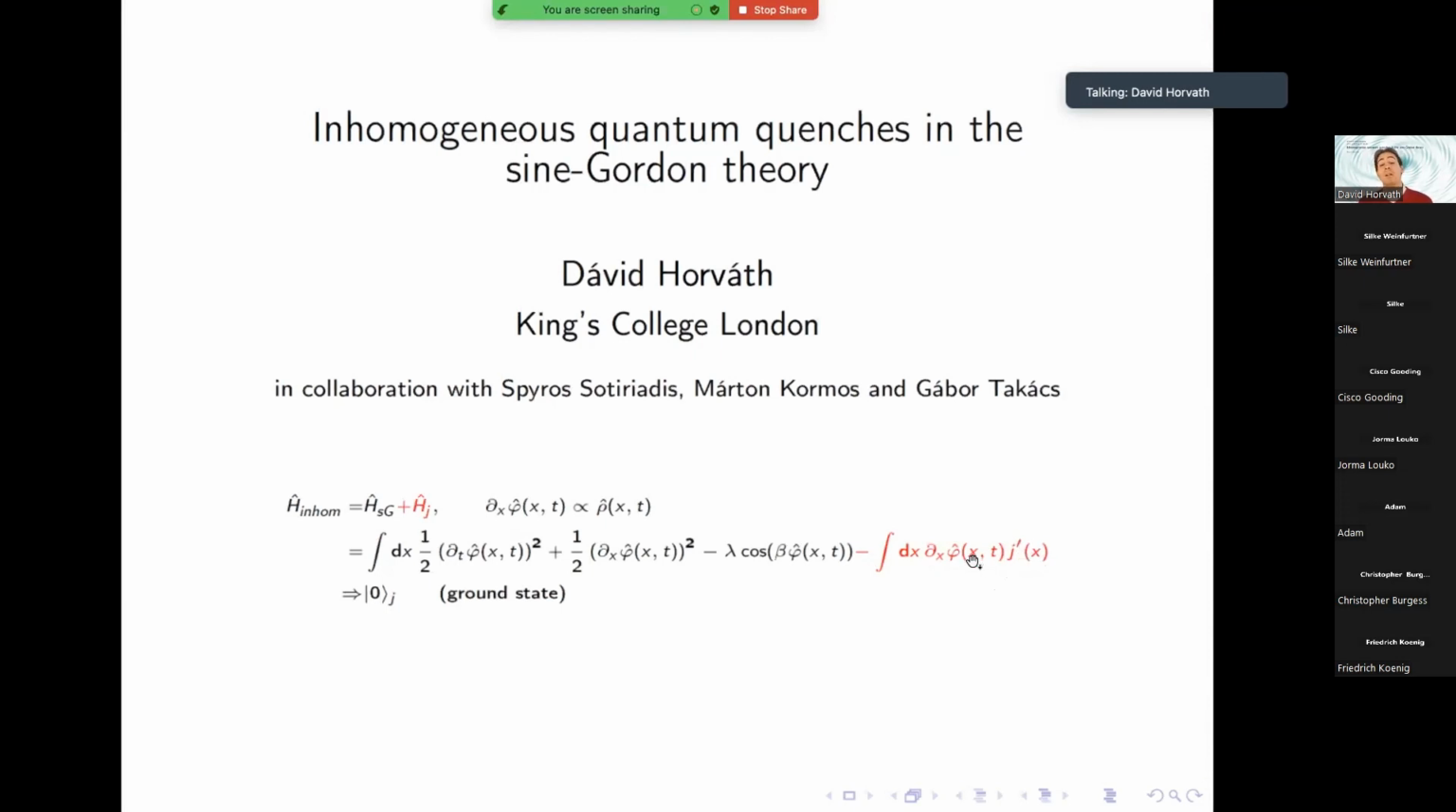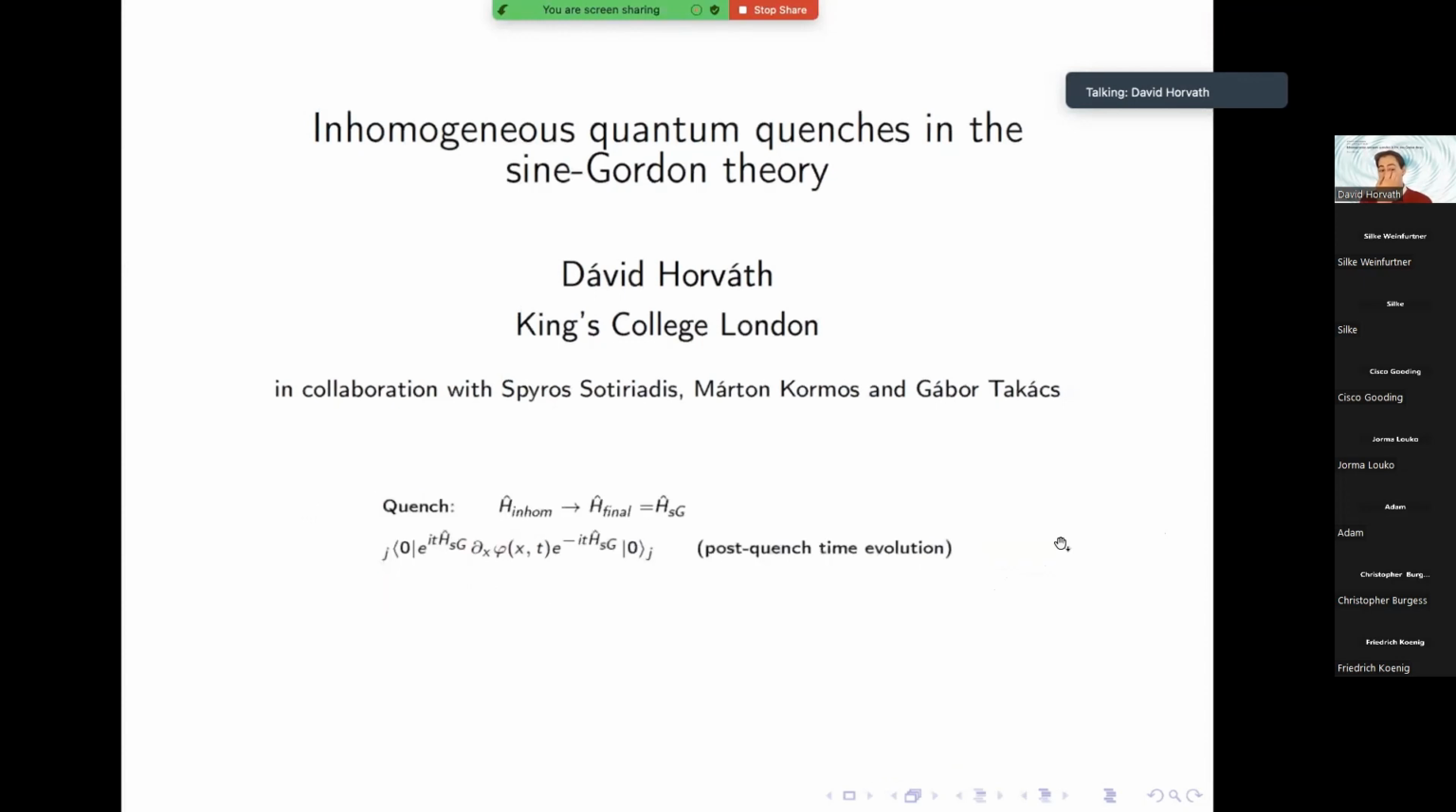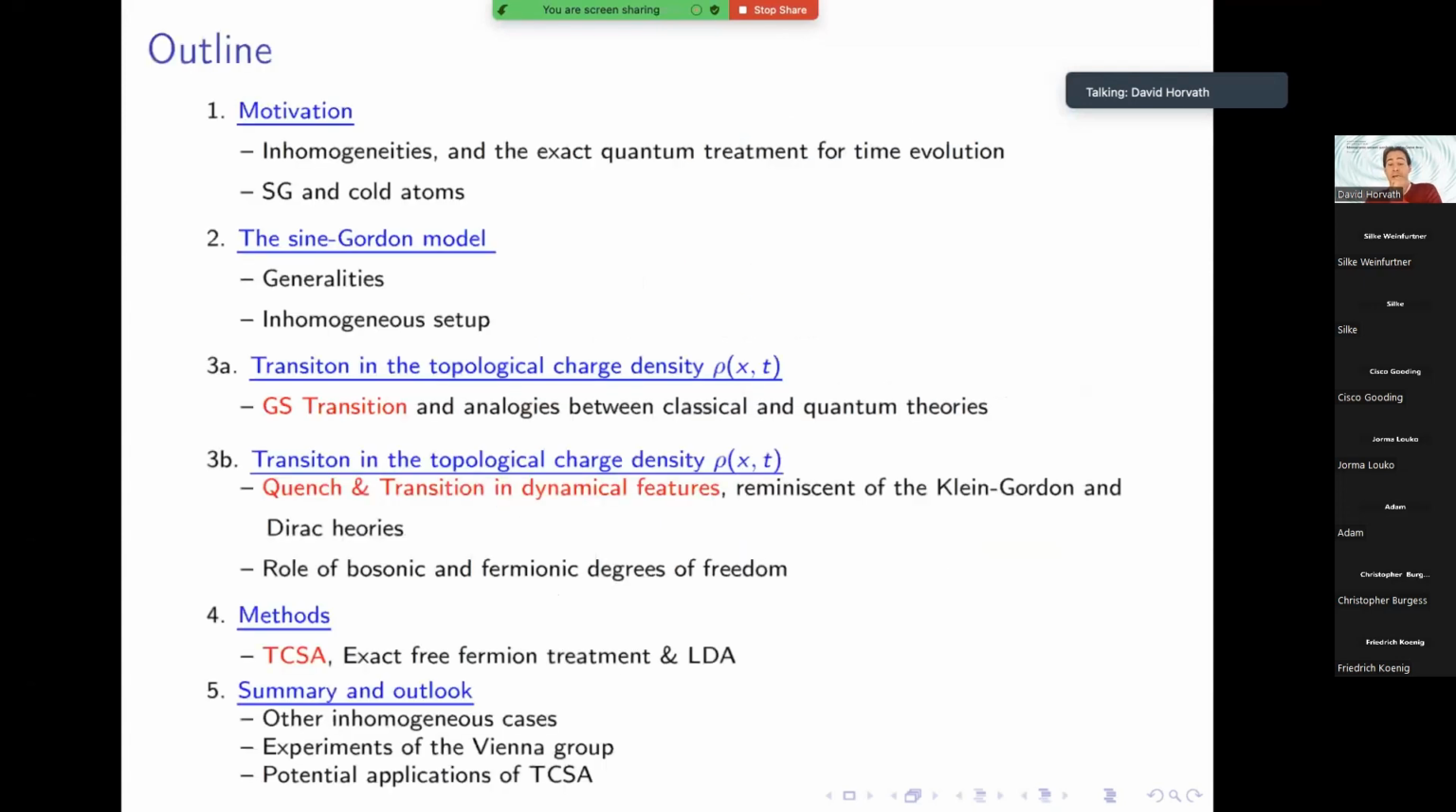And first, we will take a look at the ground state of this inhomogeneous Hamiltonian. It turns out that this ground state has interesting properties. And then we perform a quantum quench consisting of switching off this inhomogeneity. And we will be looking at the time evolution from this inhomogeneous initial state. It's governed by the homogeneous Hamiltonian, and in particular, we focus on the time evolution of this dx phi, so the topological charge density.